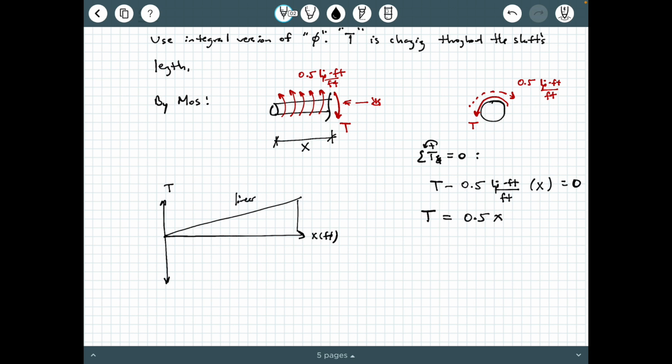Linear, and what's the equation of this line? It would be T equals 0.5x. So that's another way of visualizing that, okay? And then, of course, this end point right here is 3 feet. And what would this high point back here be? Well, that would just be 0.5 times 3, which is 1.5 kip feet, if you wanted to use the torque diagram.